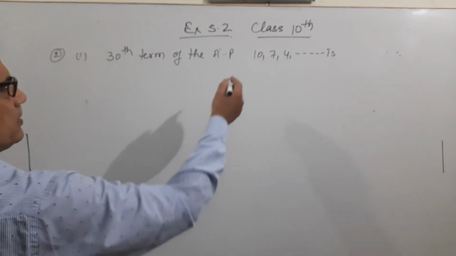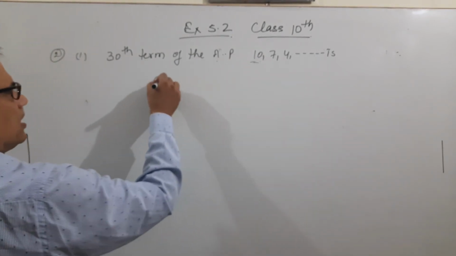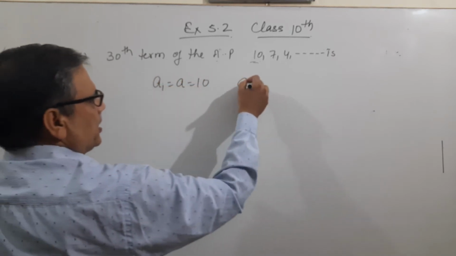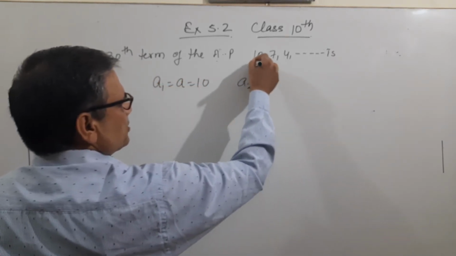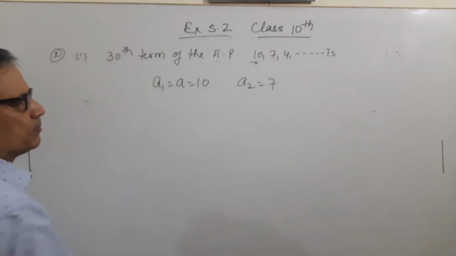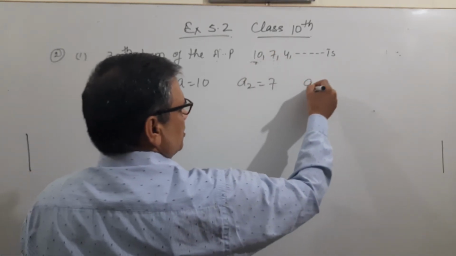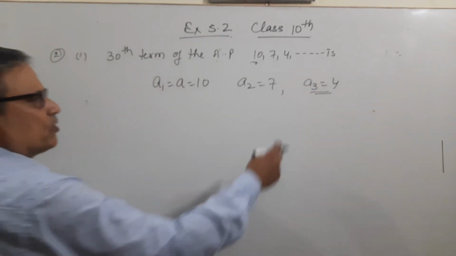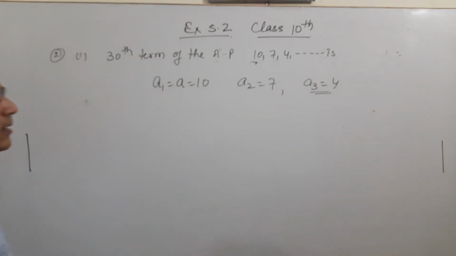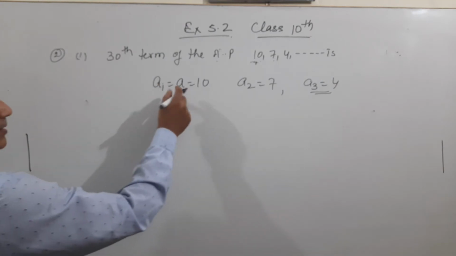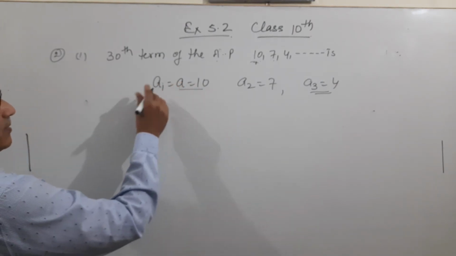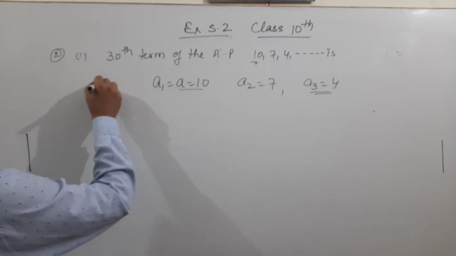Here is the AP. A1 is equal to A, equal to 10. A2 is equal to 7. This is our first term. This is our second term. And this is the third term, A3 is equal to 4. But there is no use of A3 here. From A1, meaning A, it is the first term. Simply, it is the first term.